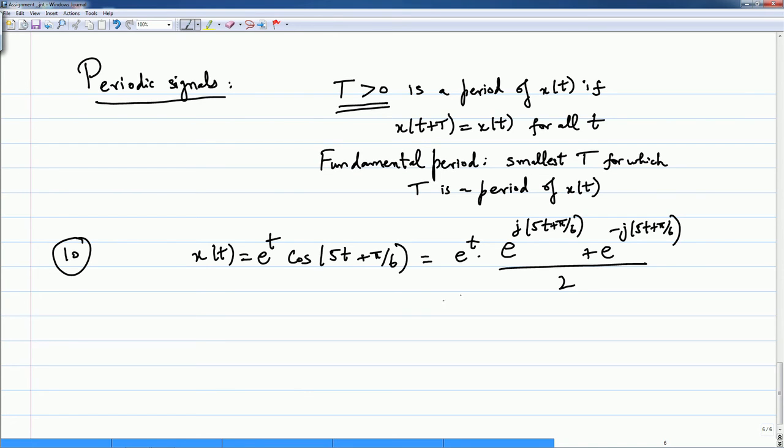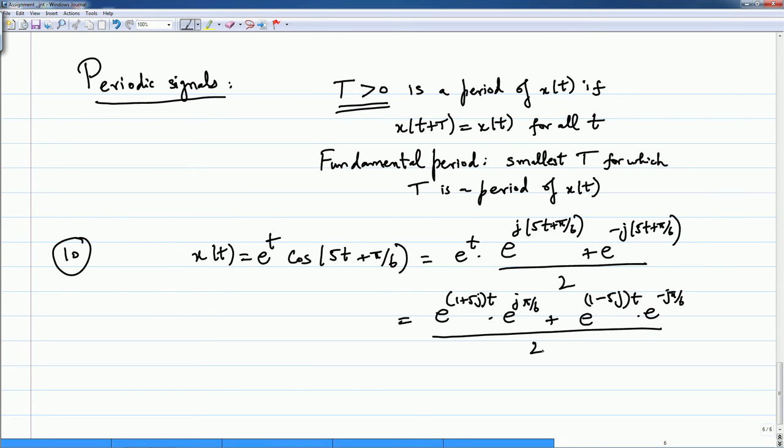Once you do this, you can multiply it out. You see you get e power (1 plus 5j) times t times some complex number e power j pi by 6, plus e power (1 minus 5j) times t times another complex number e power minus j pi over 6, the whole thing divided by 2. So, what complex frequencies are present in this? Once again, what is the definition? If e power st is present in your signal, s is the complex frequency.